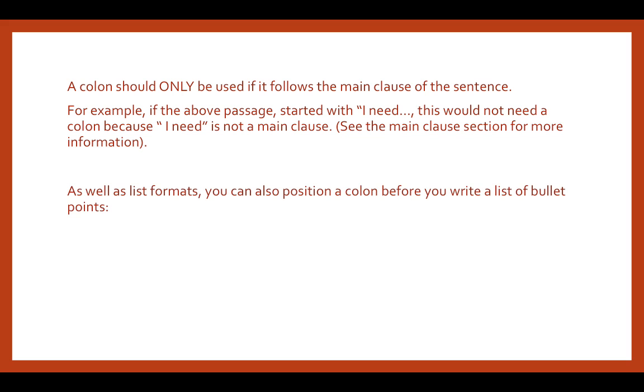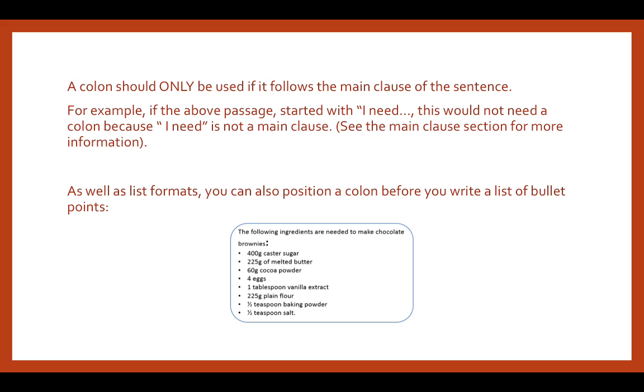As well as list formats, you can also position a colon before you write a list of bullet points, okay? So the following ingredients are needed to make chocolate brownies: you'd put the colon there and then you would begin your bullet points. And this is a very clear way of highlighting a list that you are trying to demonstrate in your writing.